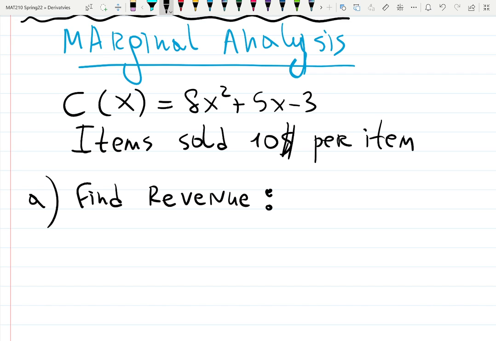Who knows what is the revenue function? R of x is 10x. Do you understand that? That's real. If you mess up this part, everything will be wrong after this, because the profit function depends on revenue, right? Because it's $10 per item x. Per means times, 10 times x.